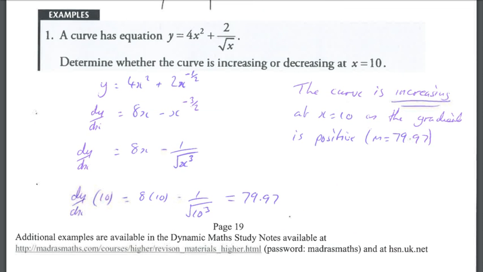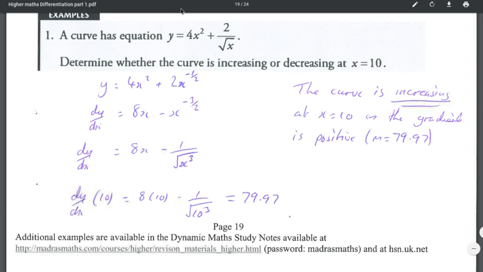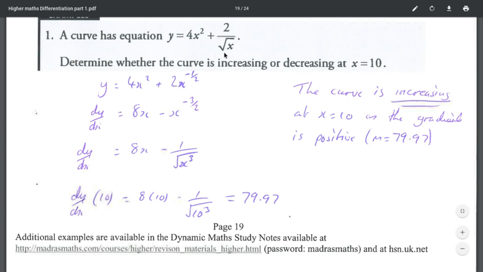So a curve has this equation: determine whether the curve is increasing or decreasing at the point x equals 10. So let's put it into a format we can differentiate first of all. Root x is x to the half, but we need to bring that up and make it a negative power before differentiating.